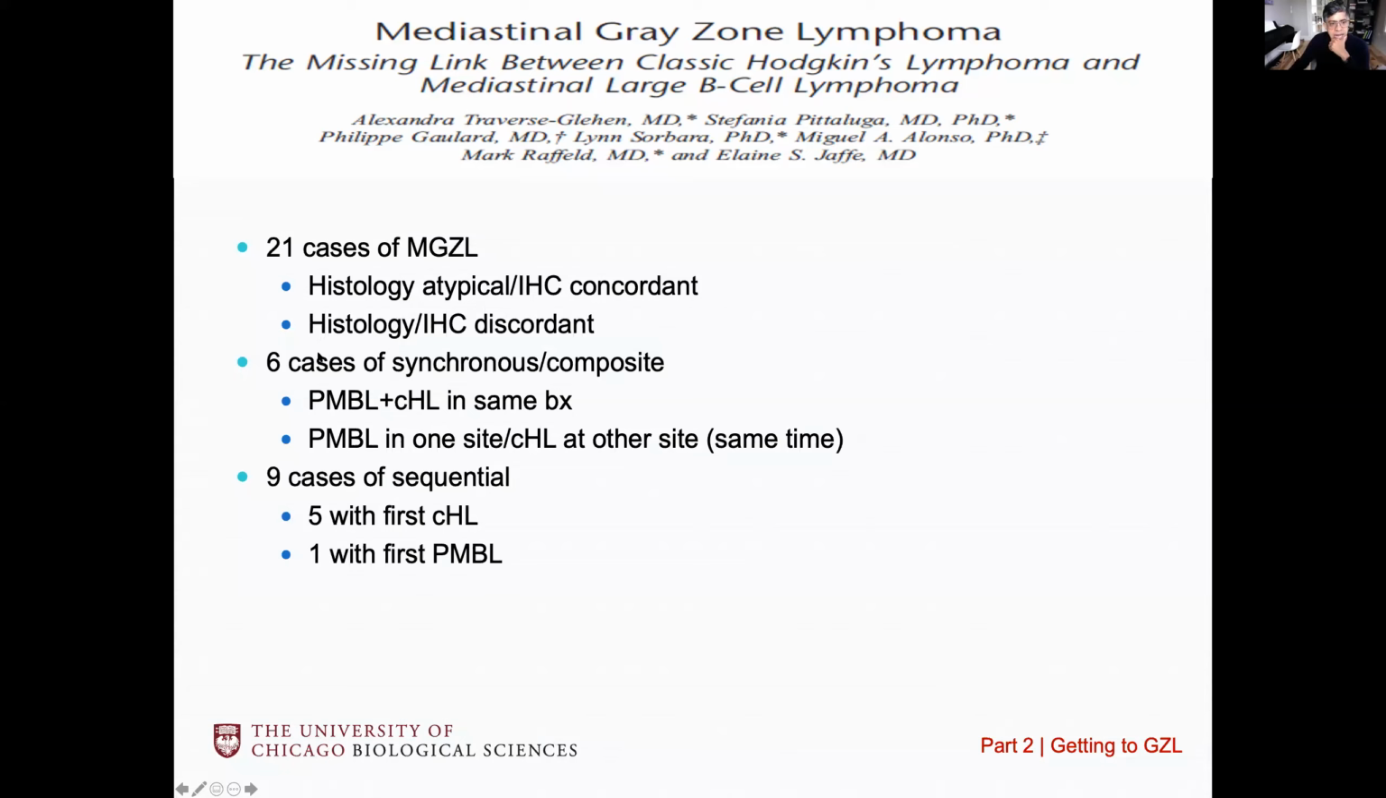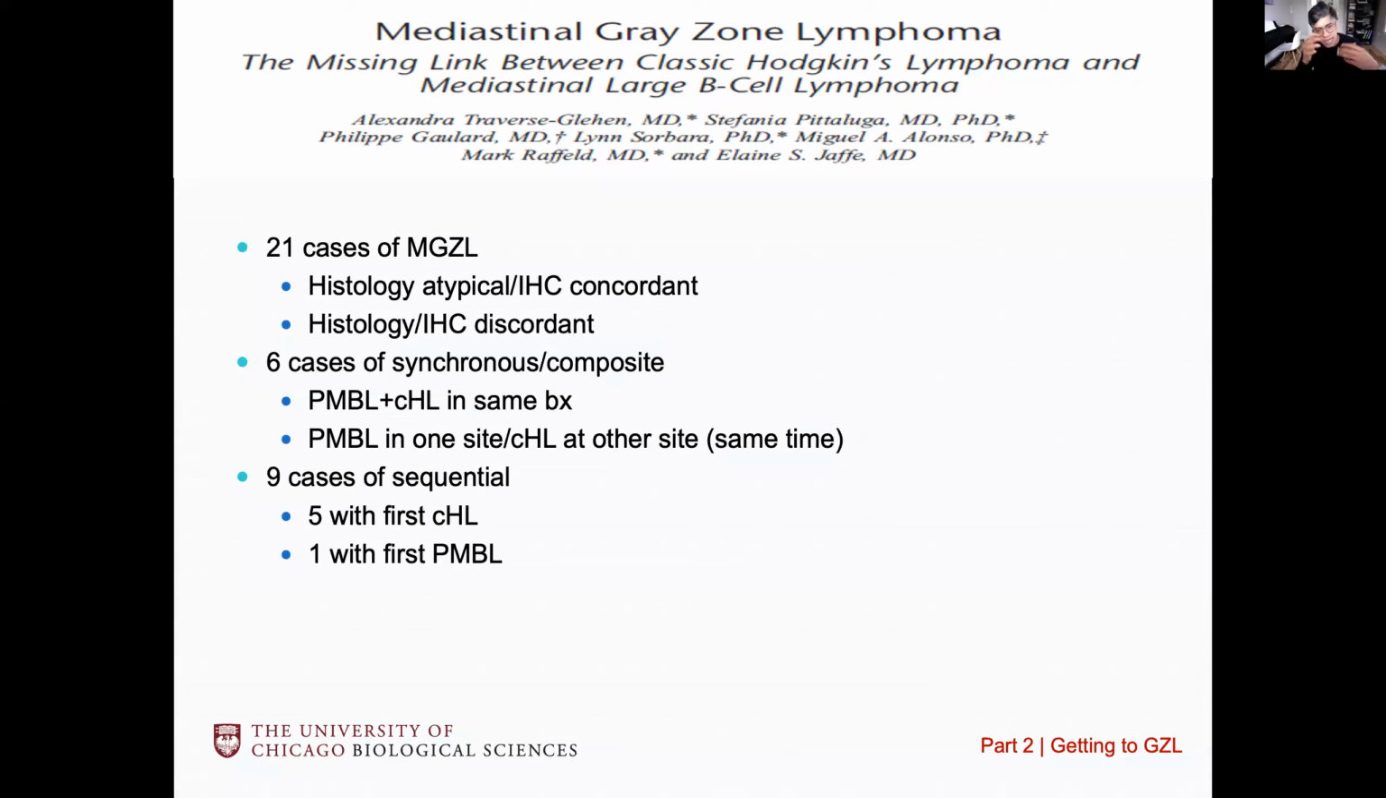Yeah, and they had 6 cases where this was synchronous or composite Hodgkin/PMBL. So you had areas of PMBL in the same biopsy along with Hodgkin, or the same patient had PMBL in an axillary node and maybe Hodgkin in the mediastinal location. And so when you have 2 different lymphomas at the same time in one patient with different morphology, then you're better off calling that a gray zone lymphoma.